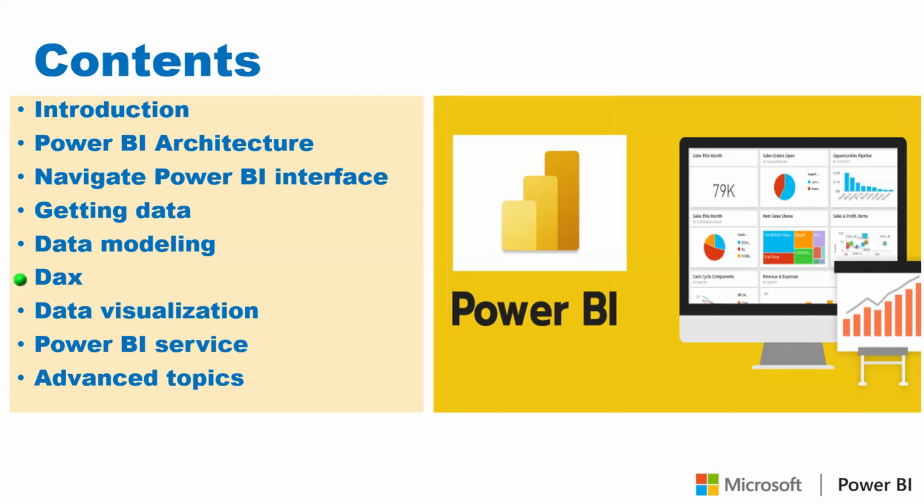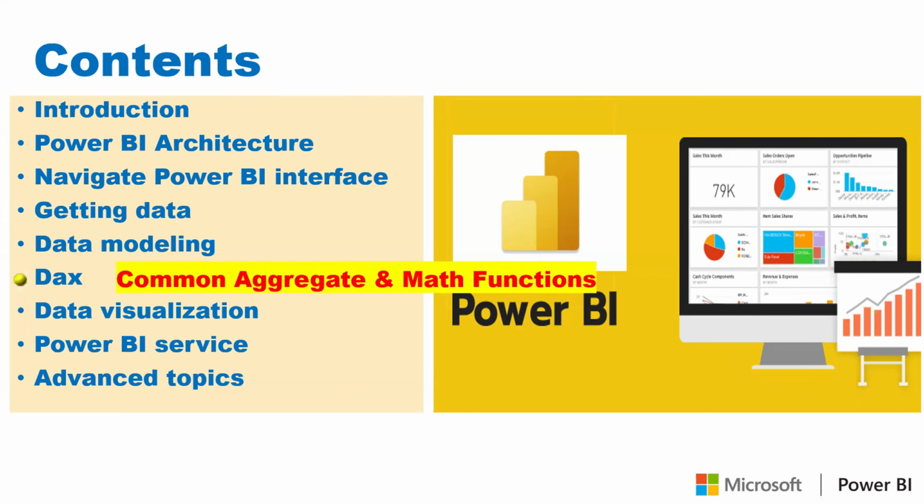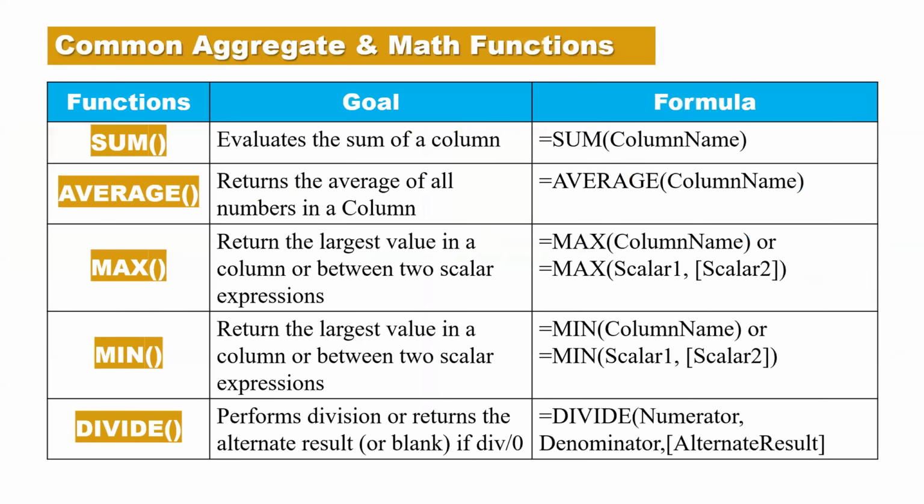Alright, so we've already looked at some calculated columns and basic measures in DAX. Now I want to shift our focus to a few essential DAX functions, specifically the aggregate and math functions like sum, average, max, min, and divide. These are some of the simplest and most commonly used functions in Power BI.